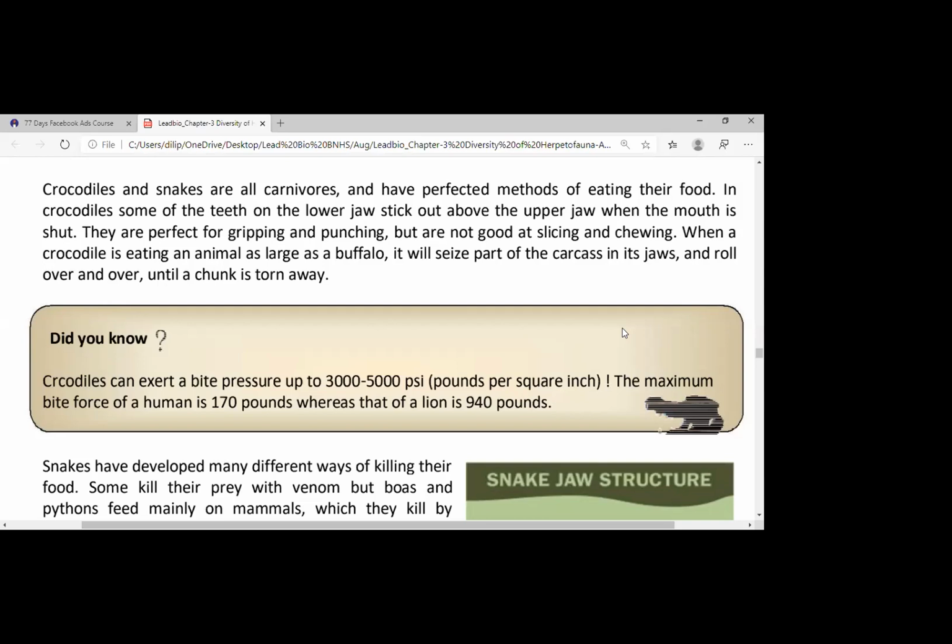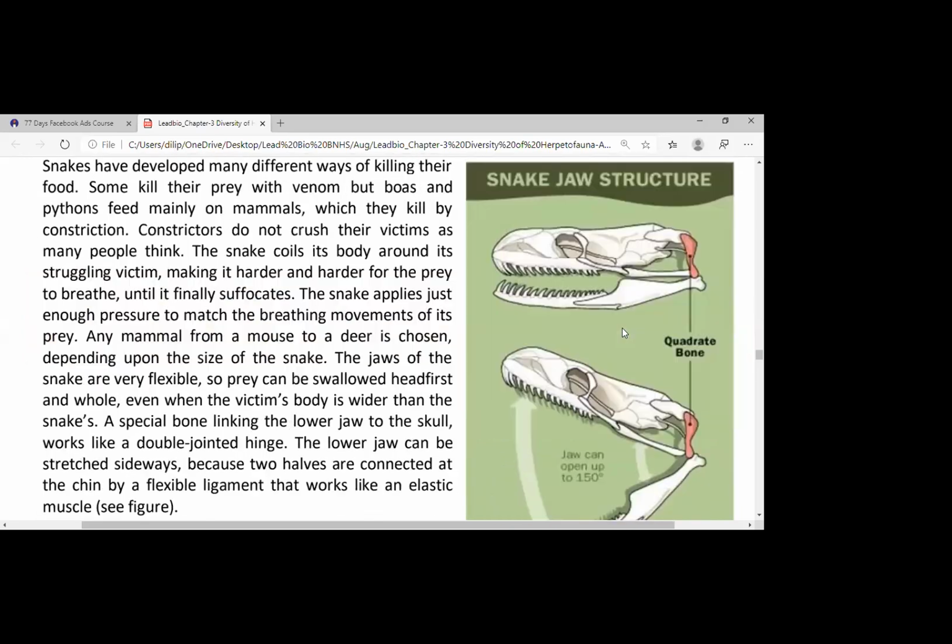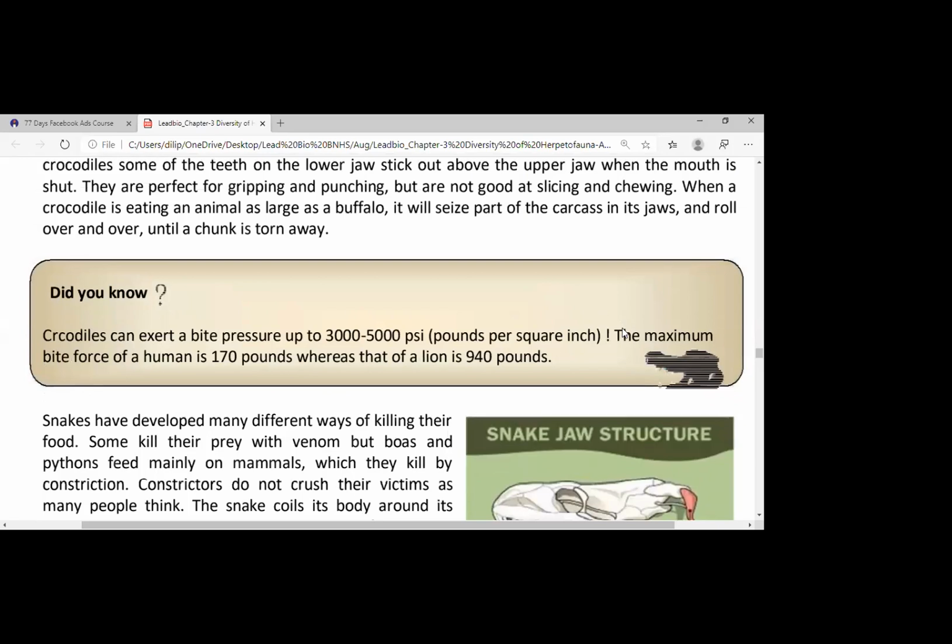Okay, let's move on. Crocodiles, we see their bite pressure can be like 3,000 to 5,000 pounds per square inch compared to human, which is 170 pounds. मतलब हम लोग बाइट करेंगे ना तो 200 pound का प्रेशर होगा, और क्रोकोडाइल बाइट किया तो 5,000 pound का, मतलब चटनी बन जाएगा. 20,000 tons का bite power.